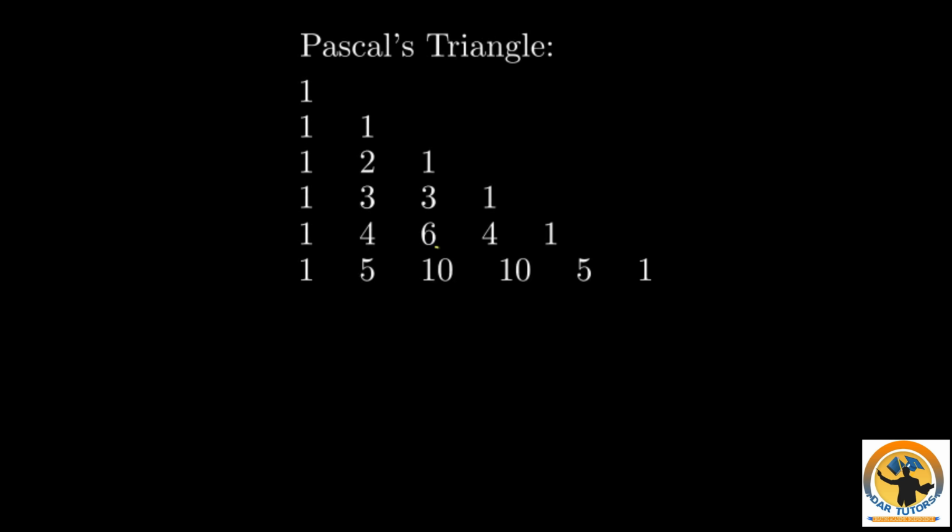Notice the rule for creating this triangle. Each number is the sum of the two numbers directly above it. For example, 1 plus 2 equals 3, and 3 plus 3 equals 6. This simple rule allows us to extend the triangle indefinitely. For instance, the next row would be 1, 6, 15, 20, 15, 6, 1. This triangle provides a quick way to find the coefficients for any expansion of the form (1 plus x) to the power of n.